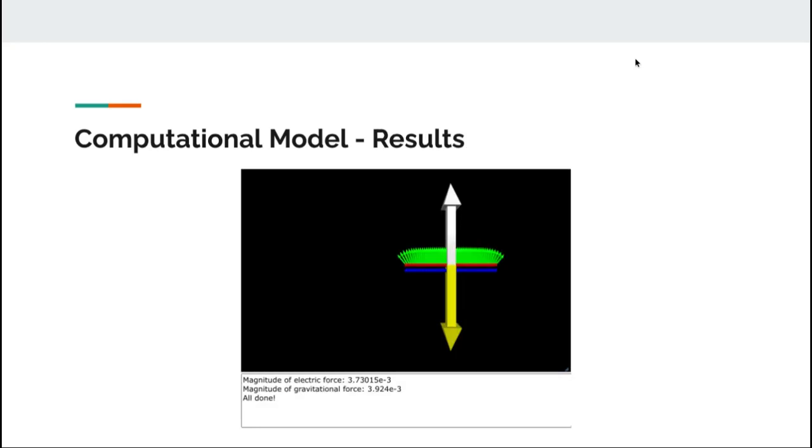And here we have the results. The green represents the electric field, and then we have the white arrow that represents the vector for the electrical force. The yellow arrow represents the vector for the gravitational force, which is equal to the white arrow, just again in opposite direction. Then we have the two tapes in blue and red.